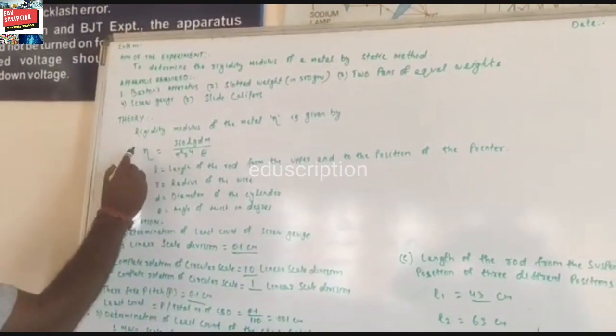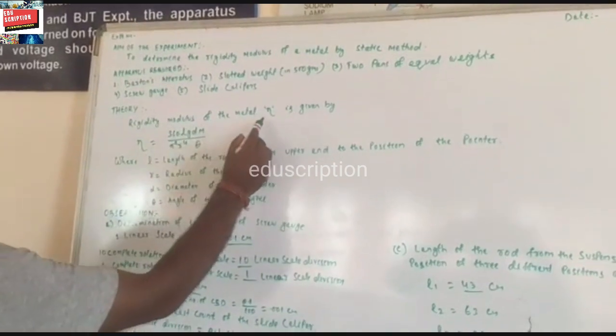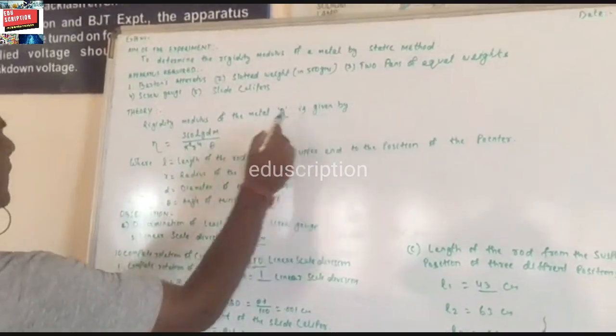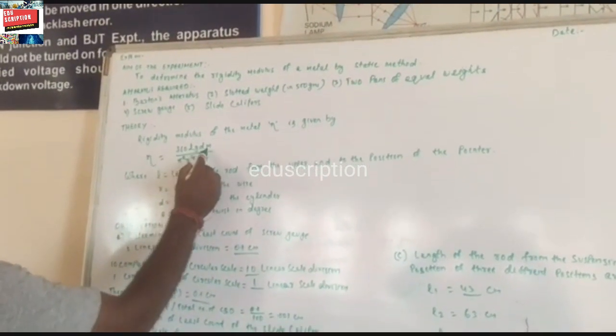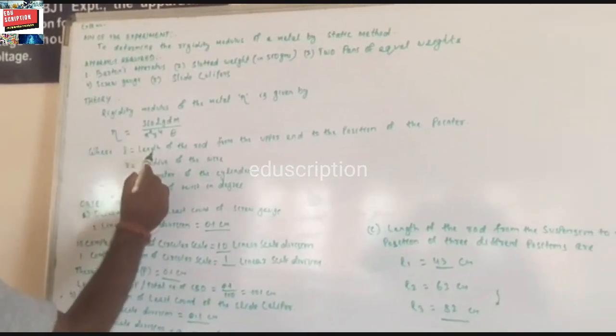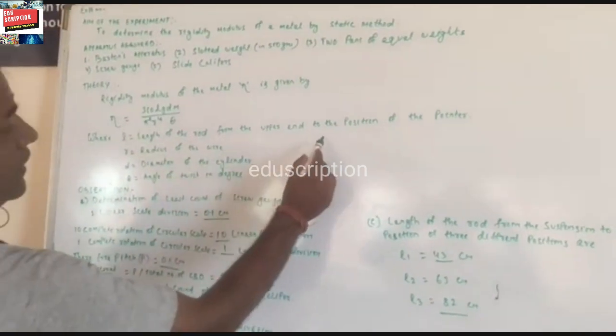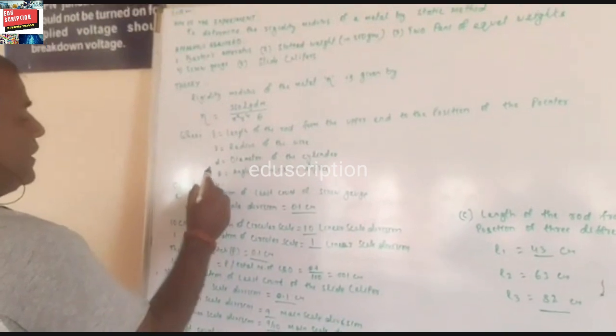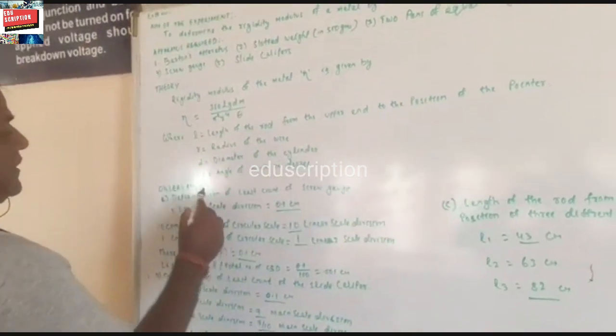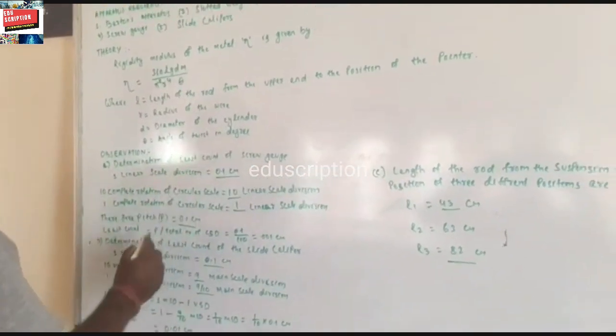And the theory: the rigidity modulus of the metal, eta, is given by eta equals 360 LGD by pi square r to the power 4 into m by theta, where L is the length of the rod from the upper end to the position of the pointer, r is the radius of the wire, d is the diameter of the cylinder, and theta is the angle of twist in degrees.